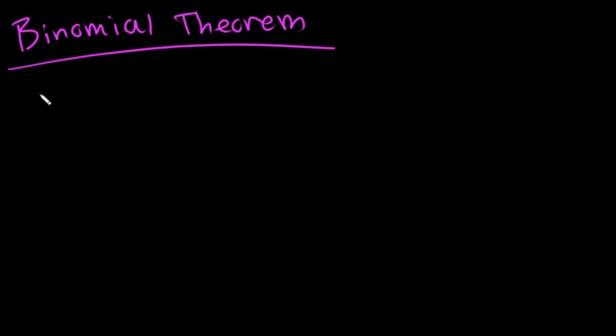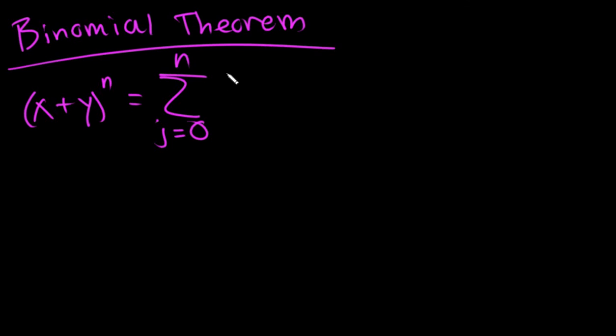Okay, last thing I want to mention is the binomial theorem. This is the binomial theorem. (x + y)^n is equal to the sum from j, I usually use j because I like using j instead of i, so j equals 0 to n of n choose j times x^(n-j) times y^j. Okay, let's do an example of this.